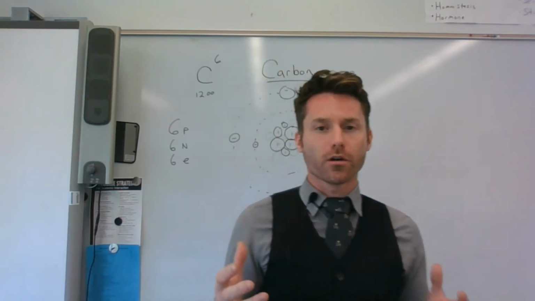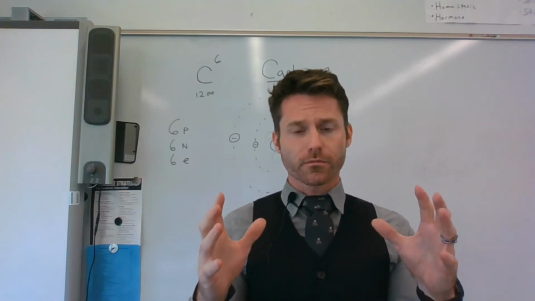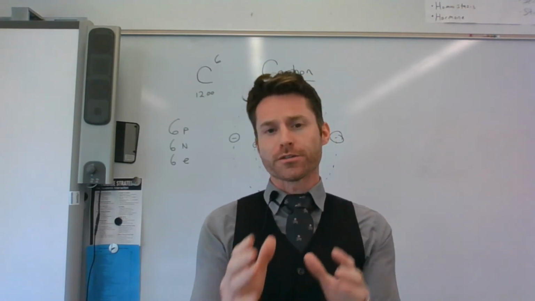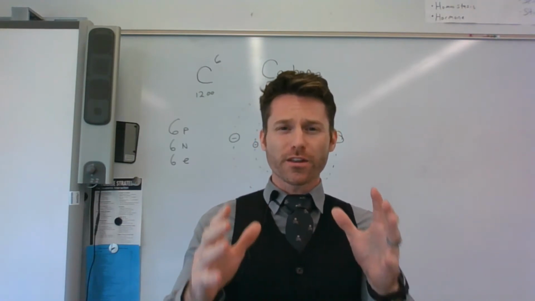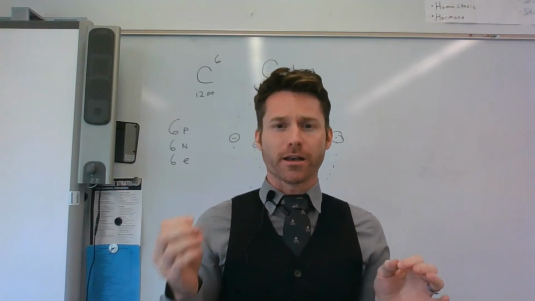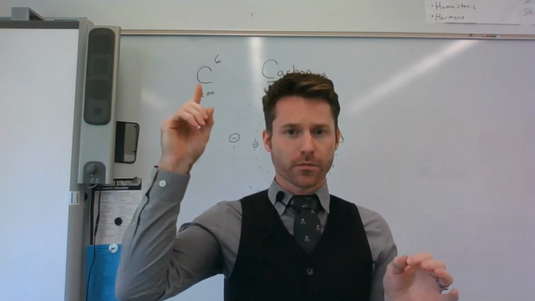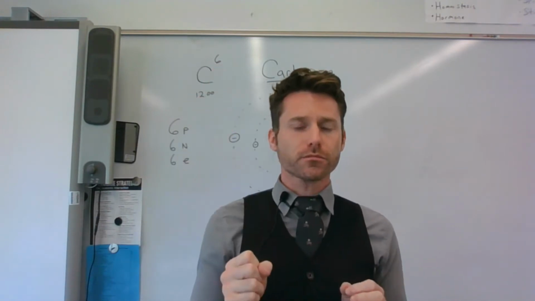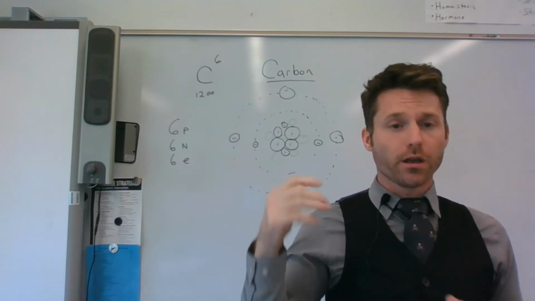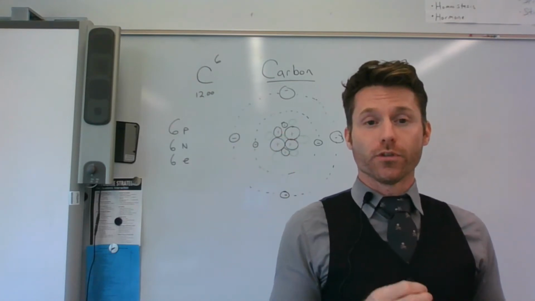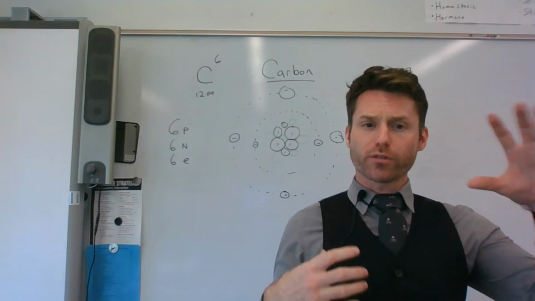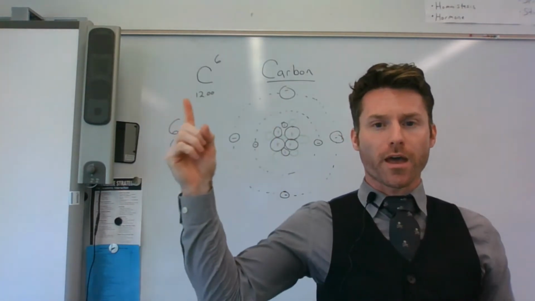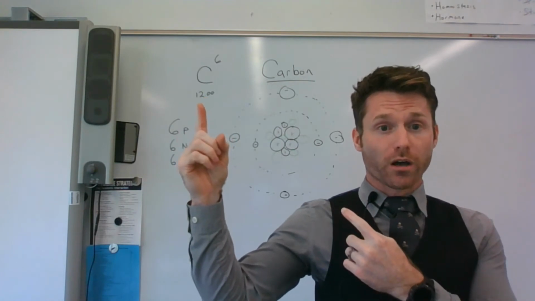When we look at an element, we assess the element by how many protons it has. We call the number of protons its atomic number. So carbon has 6 protons. The atomic number is 6. The carbon I've drawn on the board has 6 neutrons. The proton mass plus the neutron mass, smush them together, you get the atomic mass. And for this carbon, it's 12.